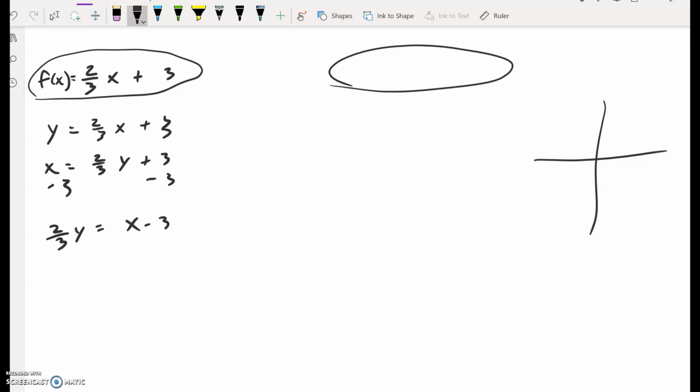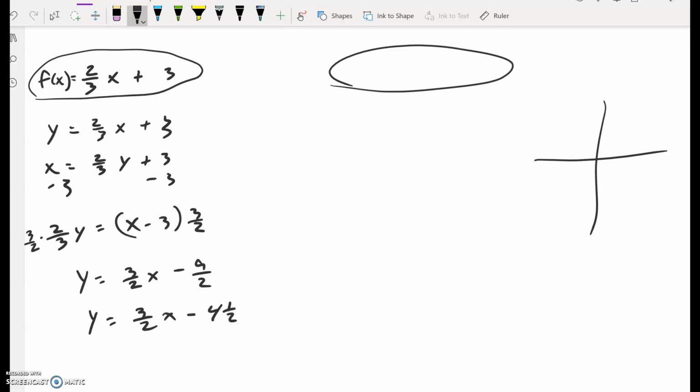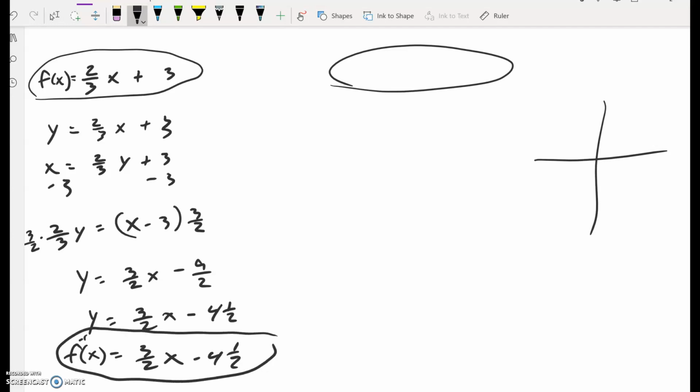Then to solve for y, I'm going to multiply both sides by 3/2. So here I'm getting y equals 3/2 x minus 9/2, or if you prefer, minus 4 1/2. Then lastly, I replace the y with function notation for the inverse function. And then I'm going to graph these two on Desmos. Let's see how that goes.